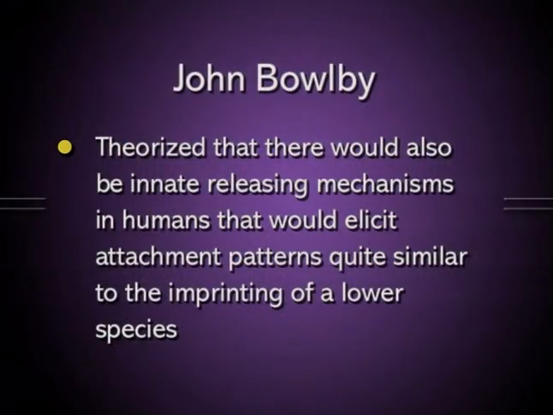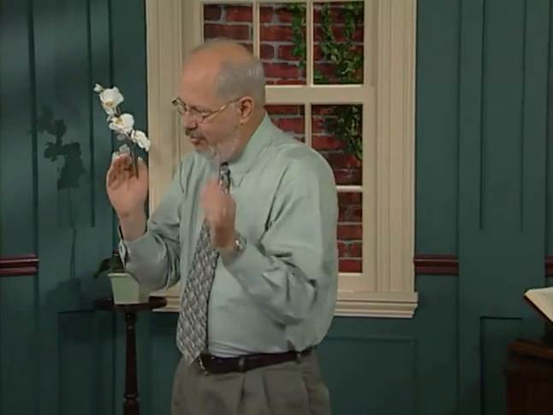So Bowlby theorized that there would also be innate releasing mechanisms in humans that would elicit attachment patterns, quite similar to the imprinting of a lower species. In humans, we don't have imprinting, and we don't have critical periods that are so absolutely set the way you find them in birds, for example. But he argued we do have something like imprinting that works in a similar way, and we do have something like critical periods. And most people agree.